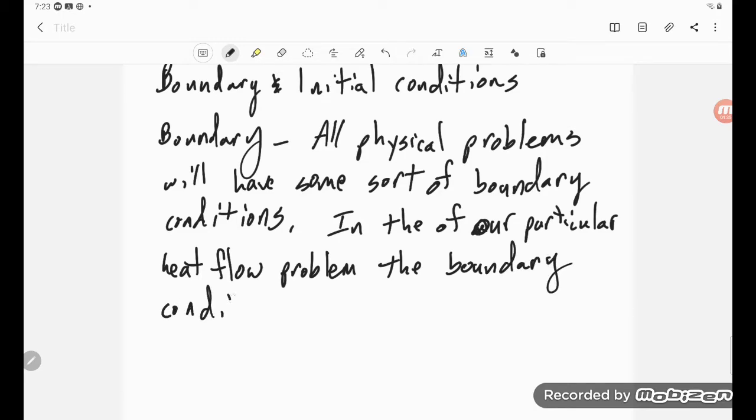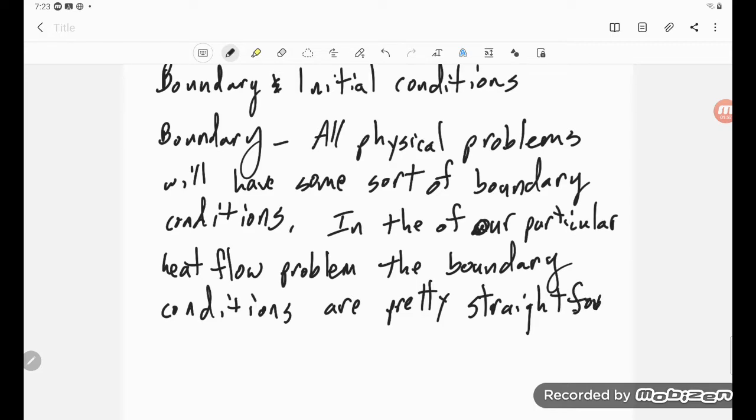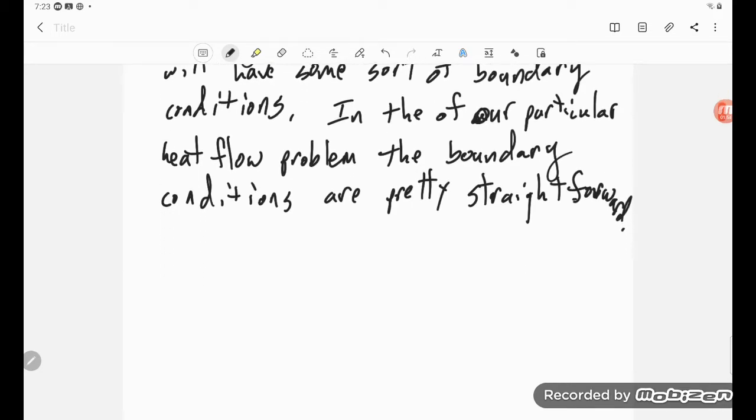Okay, so let's do that. They're pretty straightforward. Whoops, straightforward. There we go. F-O-R-W-A-R-D. Okay. They're just, at each end we had these constant temperatures.